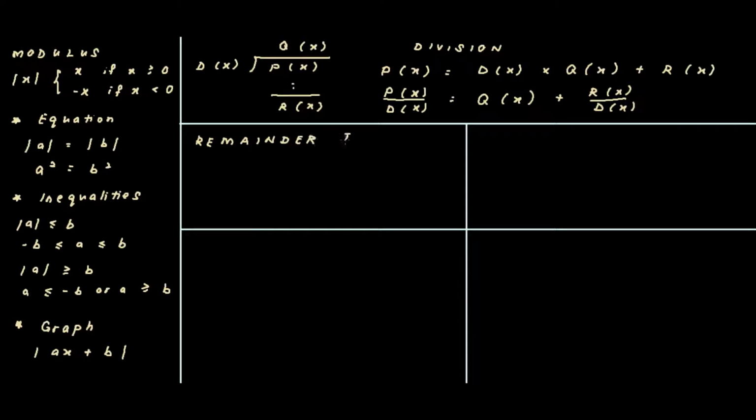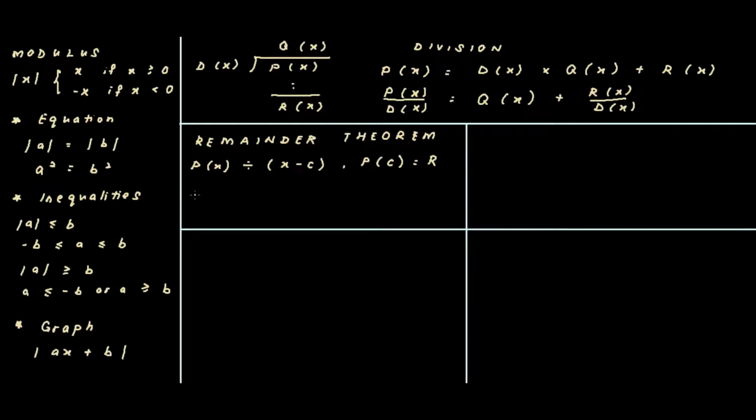Remainder theorem. The remainder theorem tells us that if I have a polynomial p(x) divided by a divisor x minus c, then when I substitute my c in the polynomial, I'll get my remainder. This only applies to linear divisors, because when you divide by a linear divisor, your remainder will be one degree lower than the divisor. So if the divisor is linear, of course your remainder is a constant.